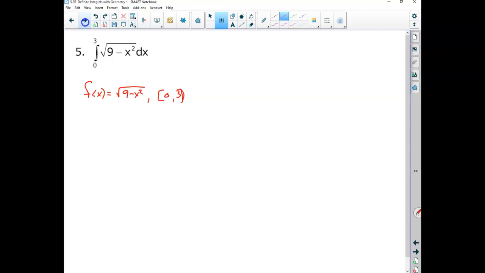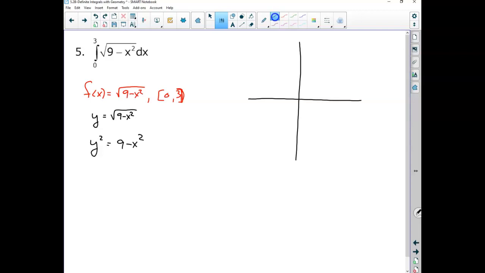Except it's a closed interval because it's always going to be closed intervals on these definite integrals. Question of the day is, what is that graph? If you're thinking I don't know what it is, well, we can think of another way. It's really y equals the square root of 9 minus x squared. If I squared both sides, I'd have y squared equals 9 minus x squared, don't I? And if I added my x squared over, I have x squared plus y squared equals 9.